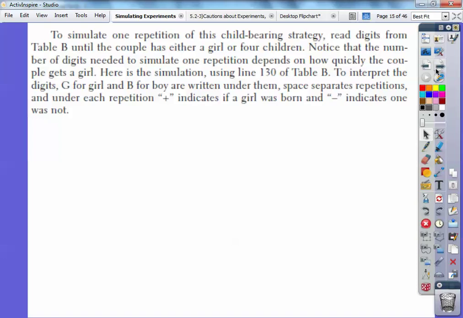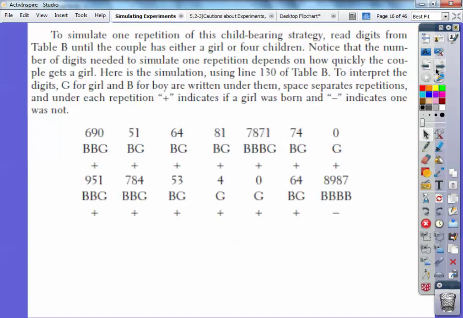So here's the simulation, and we're going to start at line 130. Go ahead and pause right now, you guys, and open your books to the back to Table B. I want you to be able to locate this for me. Okay, go to line 130 and interpret the digits. G would be girl, B would be boy, and we're going to write those underneath, and then put plus signs indicating a girl was born or a minus sign indicating that it was not born.